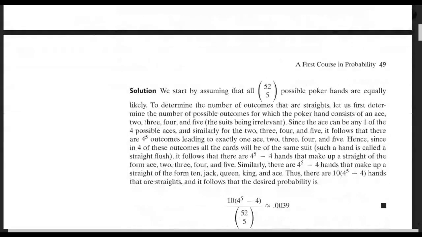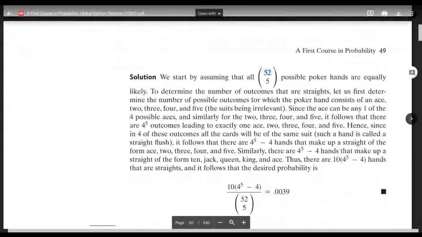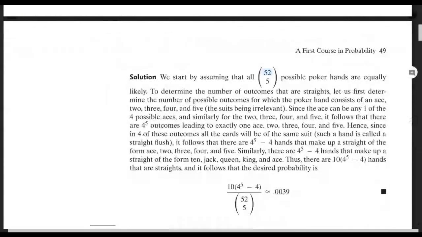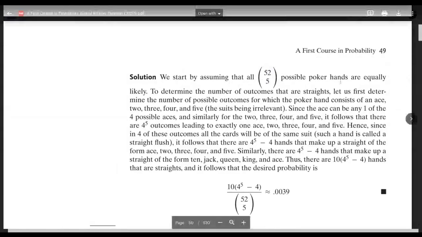So 52 cards, because we have four suits, and each suit has 13 cards. So 4 times 13, that's 52 cards in total. So we start by assuming that out of 52, we choose 5, because one hand is 5 cards. So that's the sample space. Possible poker hands are equally likely.